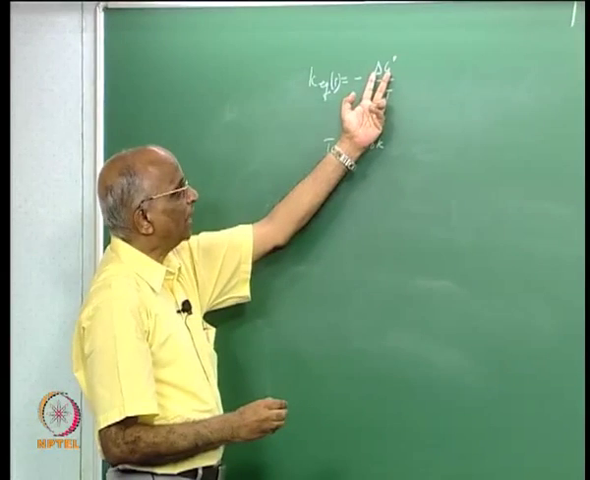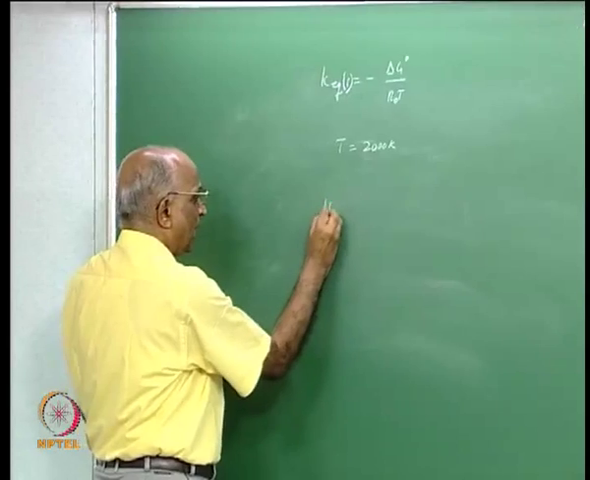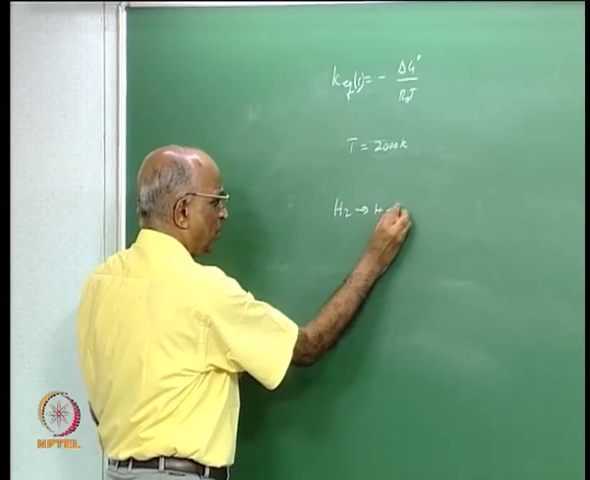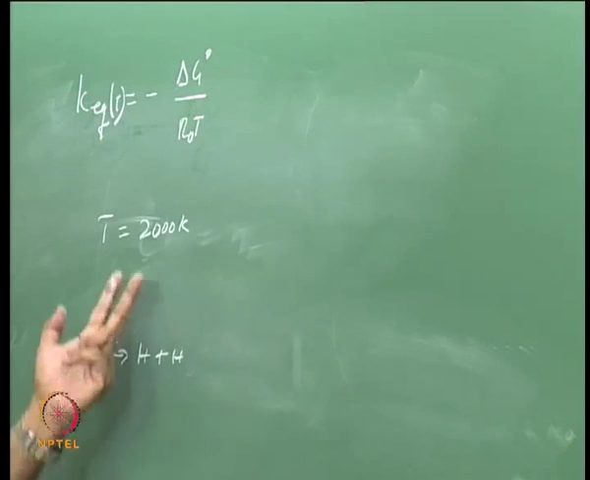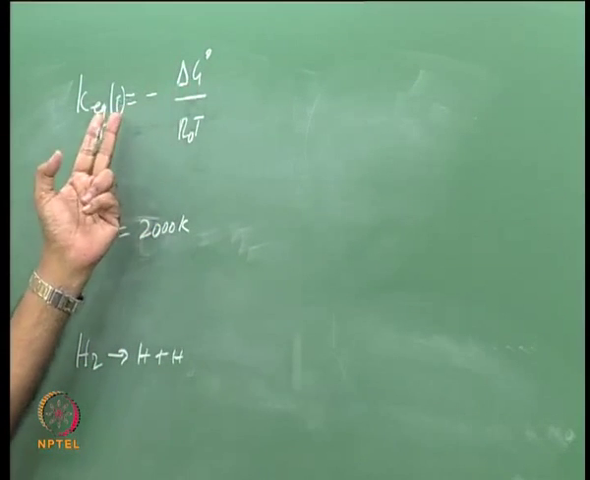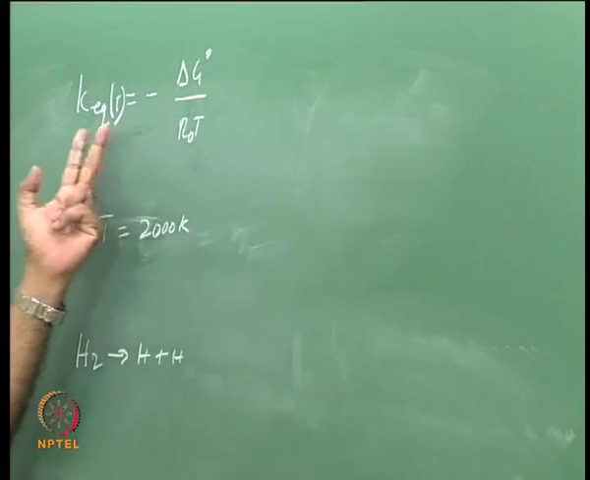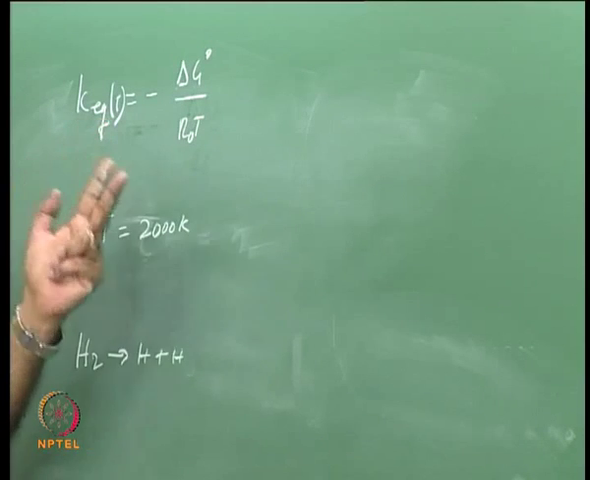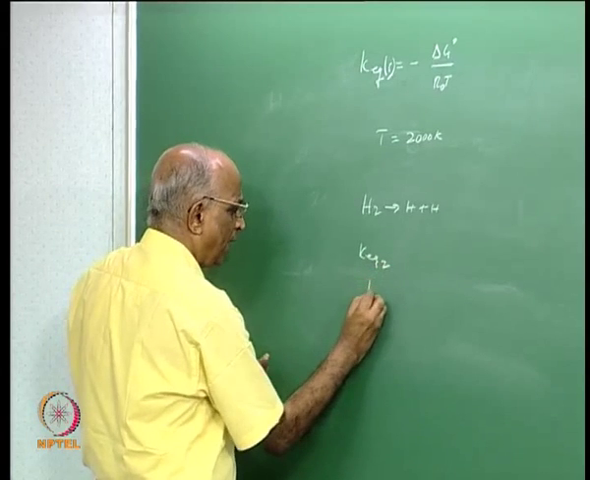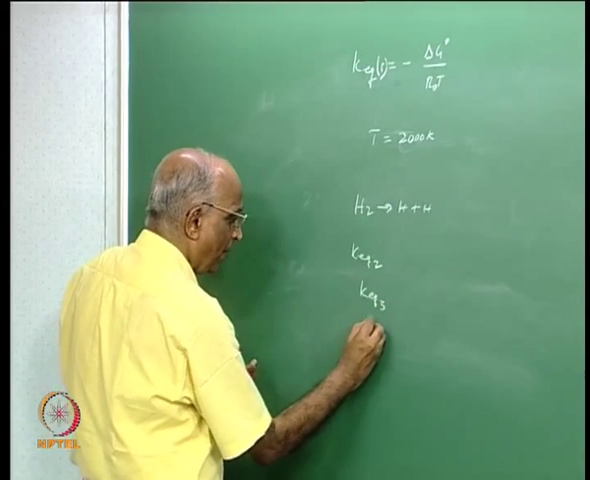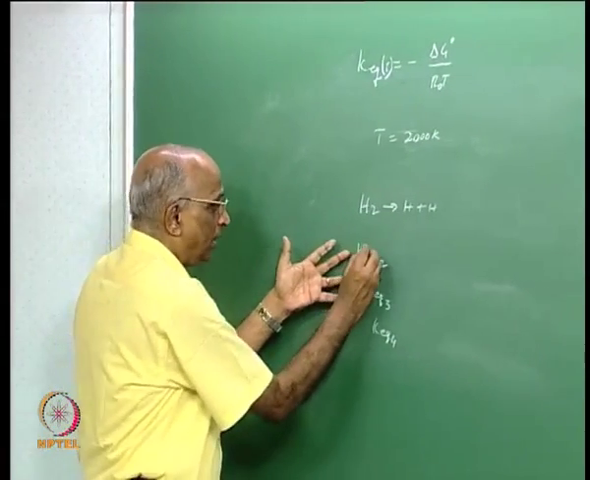Therefore, I evaluate delta G at 2000 for the particular reaction, just the same way as we did for the reaction in the last class. H2 is equal to H plus H, we evaluated it at 300, we evaluated it at 4000. Similarly, I get the value of delta G at the assumed value of 2000. I have R naught 8.314 into 2000, I get the K equilibrium for a reaction. Similarly, I get K equilibrium for reaction 2, I find K equilibrium 3, I take K equilibrium 4, which means I have assumed a temperature Tf.